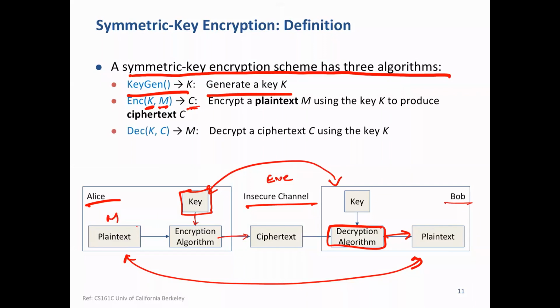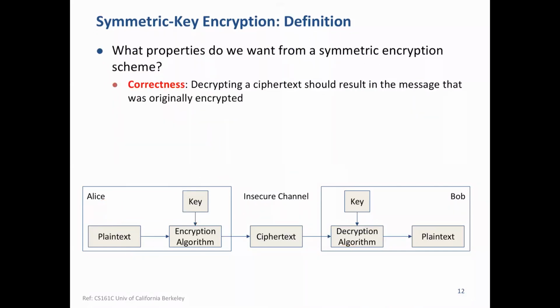Now this ciphertext reaches Bob, and Bob uses a decryption algorithm with the same key on the message that is received, which is ciphertext C, and gets the original message M back. These are the simple steps. Any question? No? Very simple. All right.